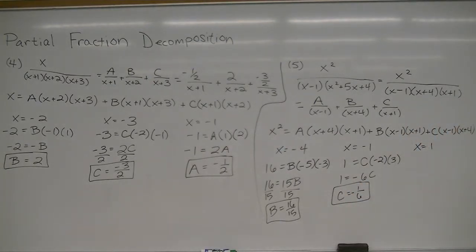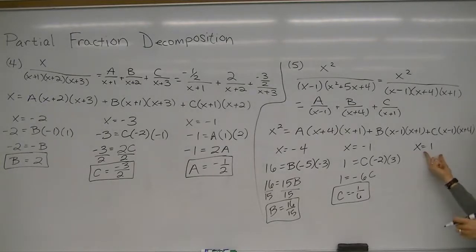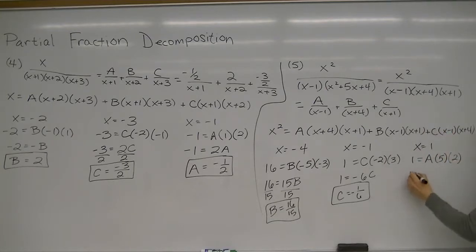So there are 2 of my unknowns. This should give me the third. So 1 squared is also 1. And then I have a times 1 plus 4, which is 5, times 1 plus 1, which is 2. But then this term is going to be 0, this term is going to be 0. So this is all we have. So we get 1 equals 10a. So a is equal to 1 over 10.